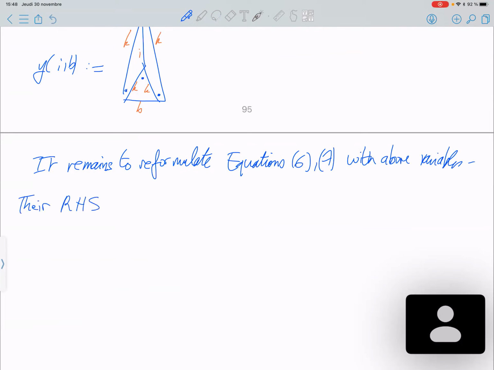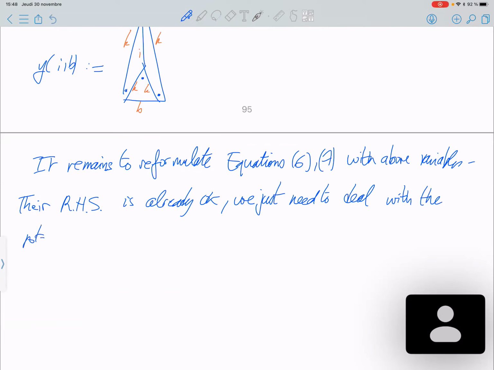The right-hand side is already okay, is already in the good shape. We just need to deal with the left-hand side. We just need to deal with moving morphism, which is the rotation eigenvalue, and A4 symmetry for the left-hand side.